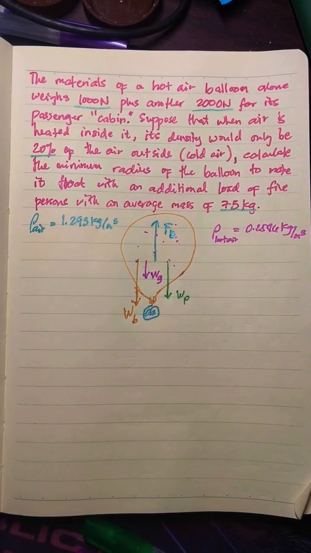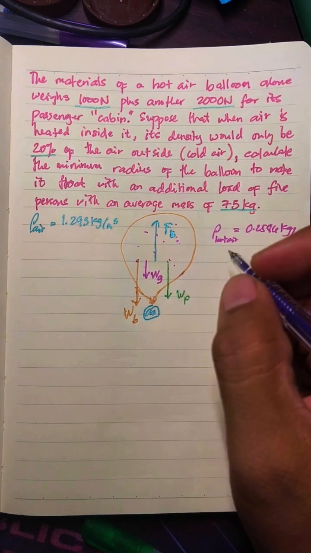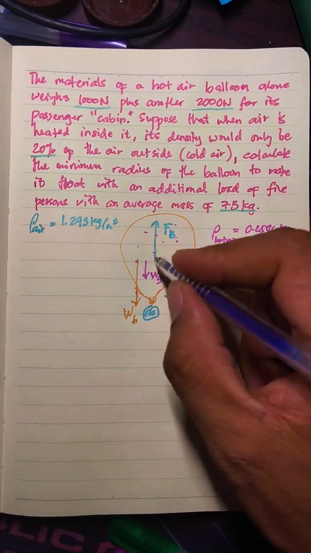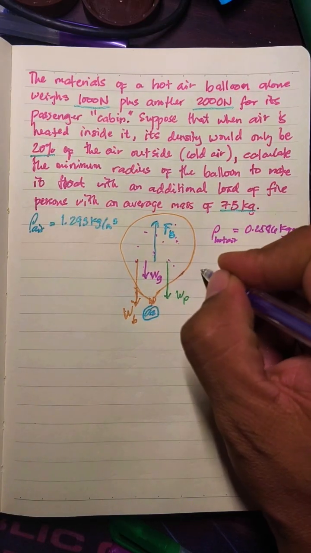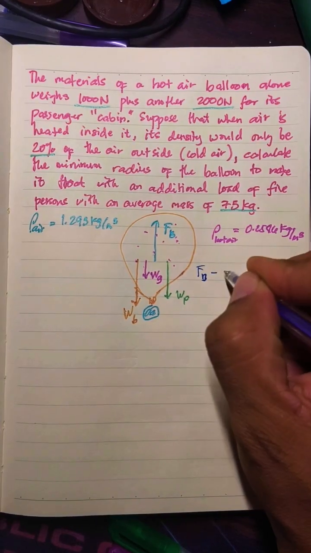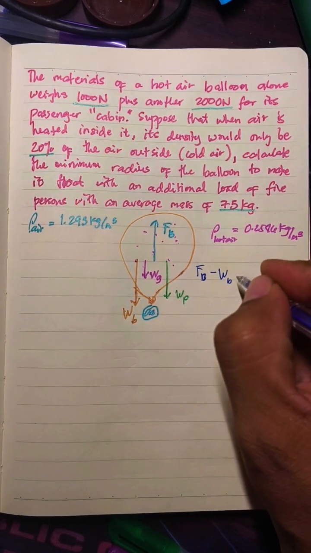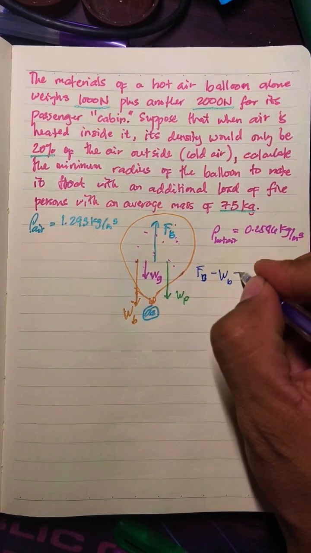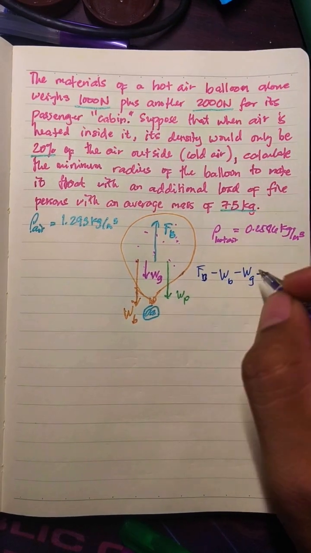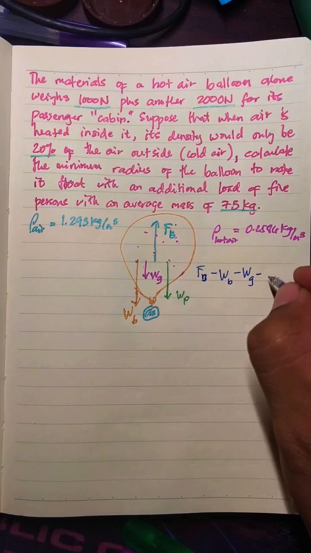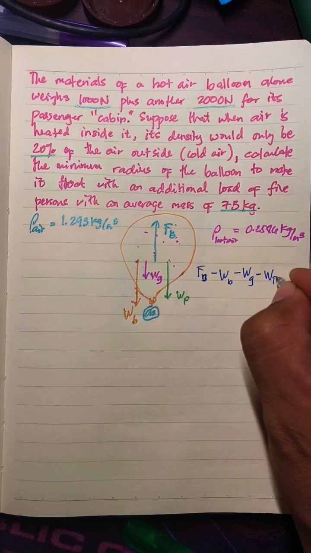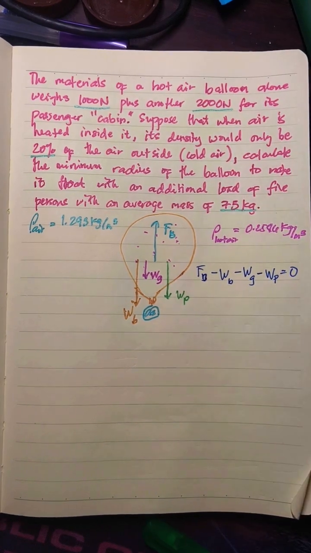So our working equation now, from the sum of forces along y is 0, meaning FB minus WB, the weight of the balloon plus its empty cabin, minus WG, the weight of the hot air inside, minus the weight of the persons, must be equal to 0.